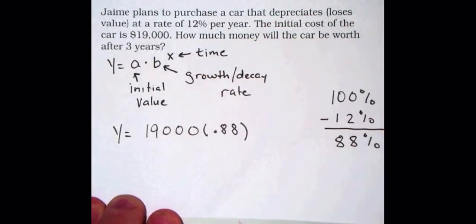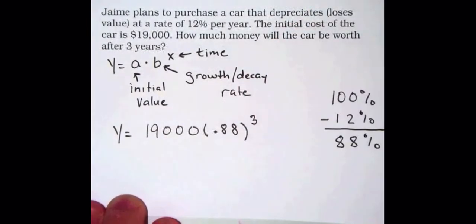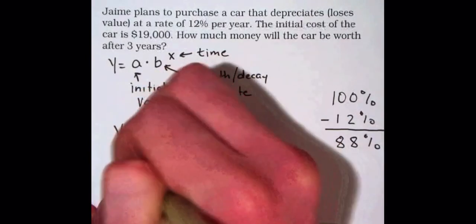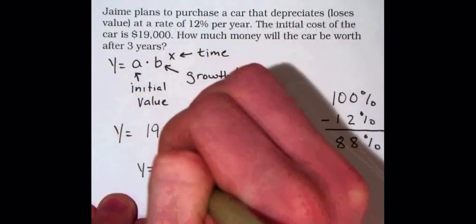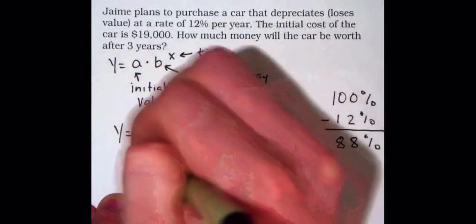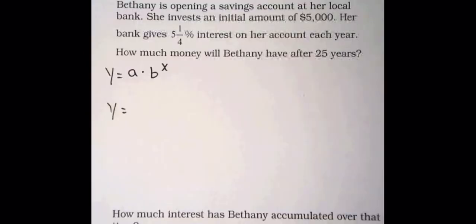0.88. Finally, X represents our time, and the question asks us to calculate the value of the car in 3 years. When we plug all this into the calculator, we estimate that our $19,000 car will only be worth approximately $12,947.97 after 3 years.